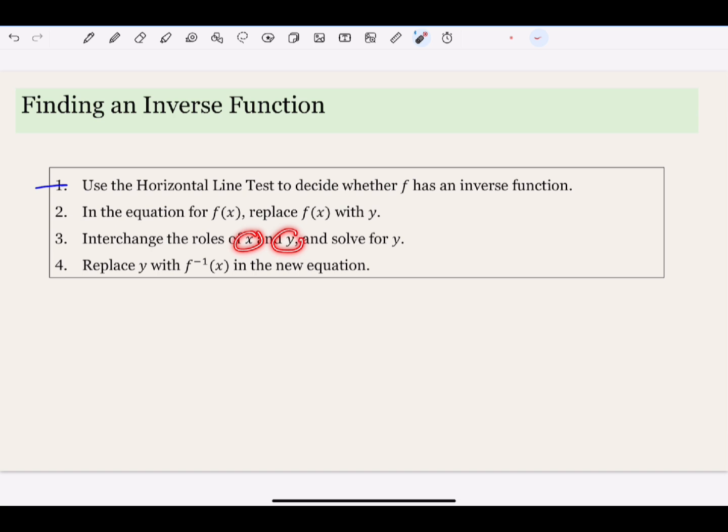This reflects the idea of swapping the inputs and outputs. Then you have to solve for y. And finally, you have to replace your y with the notation f inverse of x. That equation, that function, will give you the inverse function. So let's try to understand all these steps with some examples.